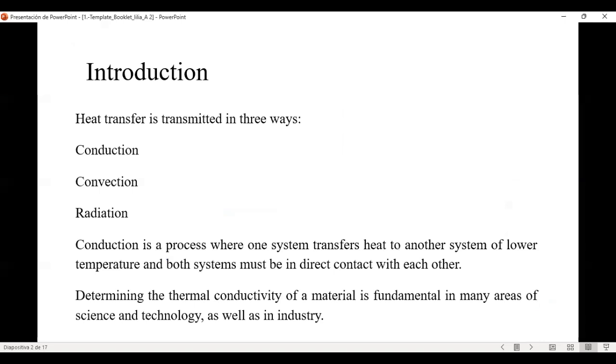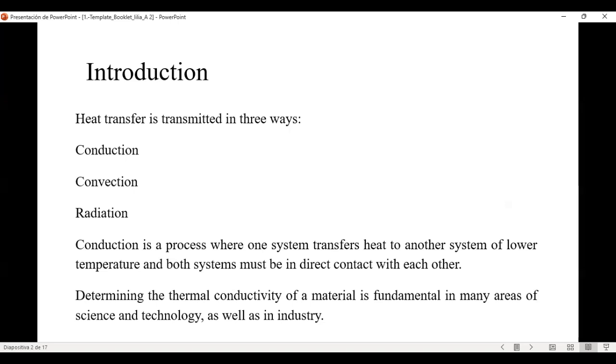Heat transfer is transmitted in three ways. 1. Conduction. 2. Convection. 3. Radiation. Conduction is a process where one system transfers heat to another system of lower temperature, and both systems must be in direct contact with each other.